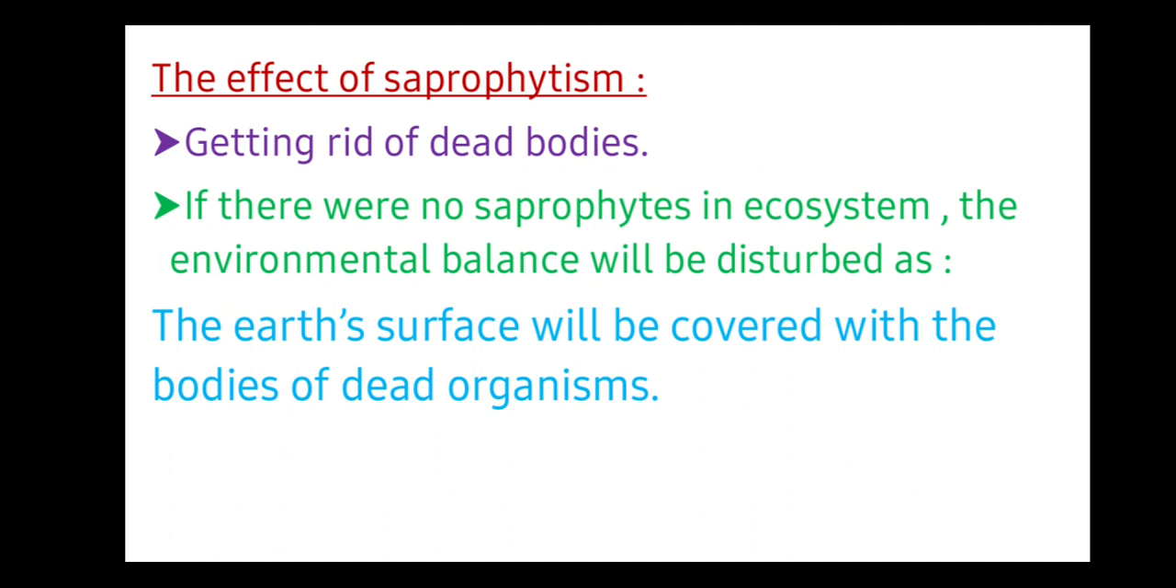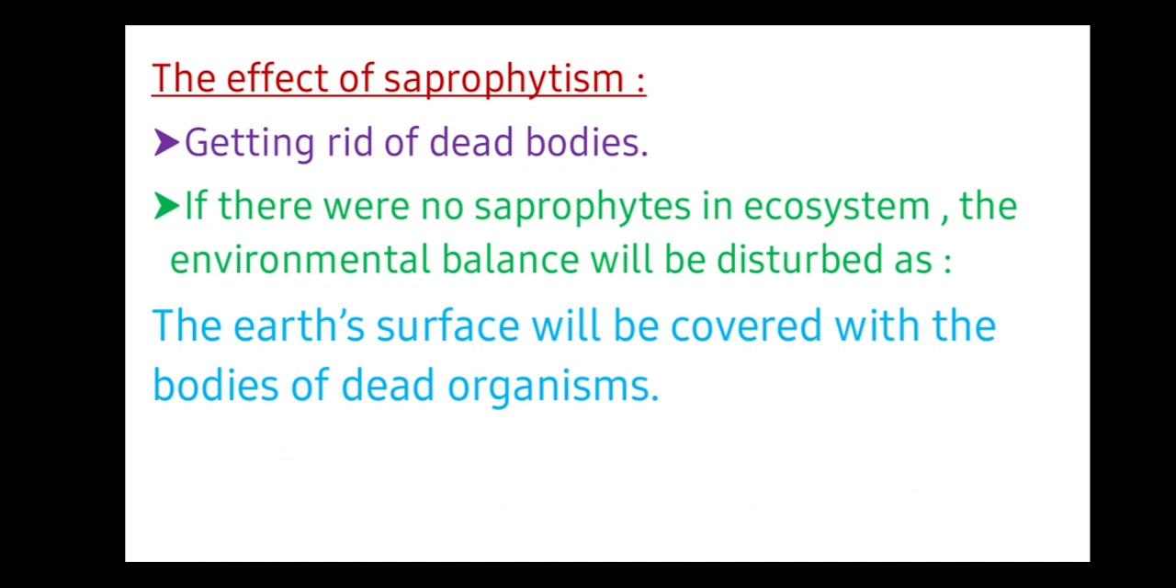Number 2, the effect of saprophytism. Saprophytism helps us to get rid of dead bodies. Saprophytism is a relationship where the organism can benefit from the body of dead animals, or dead bodies. So if there were no saprophytes in the ecosystem, the environmental balance will be disturbed.